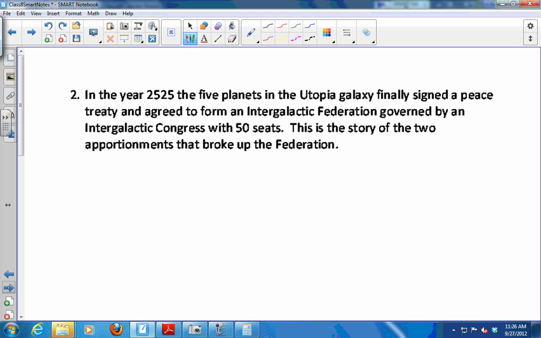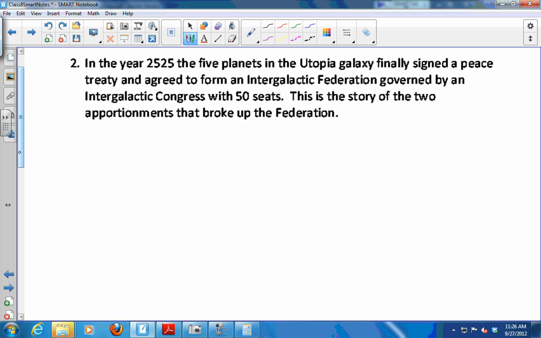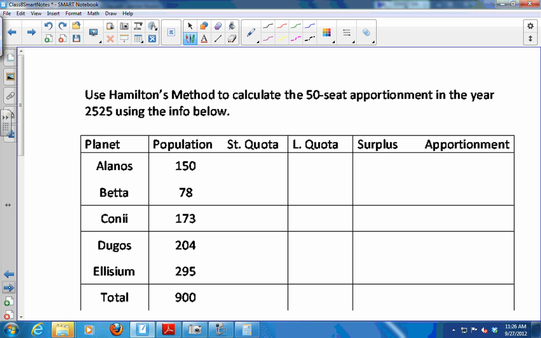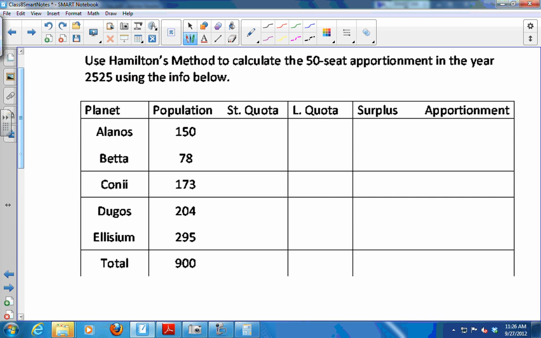Okay, but it's not the only drawback of Hamilton's method. Here's another example that will show us another one. So here we have 5 planets in the Utopia galaxy signed a peace treaty. They agreed to form an intergalactic federation governed by an intergalactic Congress that has 50 seats in it. So this is the story of the 2 apportionments that broke up the federation. So first, in your groups, I want you to use Hamilton's method to apportion the 50 seats to the 5 galaxies, or whatever they are.